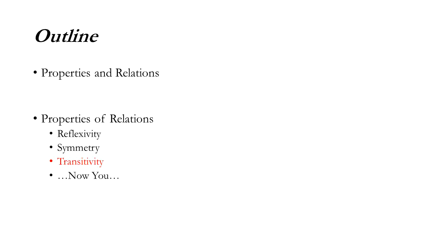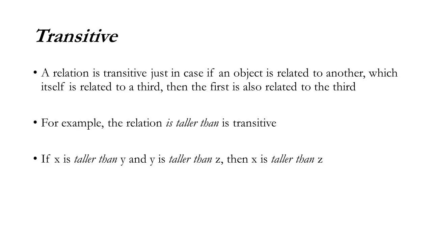Now, maybe a slightly more complicated property of relations is transitivity. A relation is transitive just in case if an object is related to another, which itself is related to a third, then the first is also related to the third. For example, the relation is taller than is transitive. If x is taller than y and y is taller than z, then x is taller than z. You can see this simplified notation here representing that.